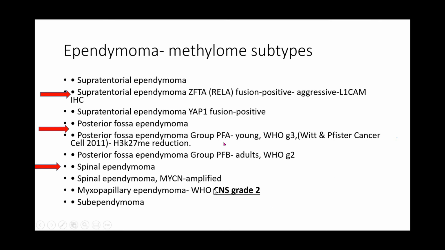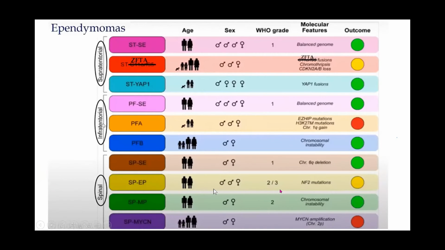In methylation profile, if it falls under the posterior fossa group A type, it automatically becomes WHO grade 3, whether it has high histologic parameters or not. Similarly, in the spinal ependymomas, the MYCN amplification automatically makes the tumor a higher grade because of poor prognosis. A major change in ependymoma has been the upgrading of myxopapillary ependymomas, which was earlier called grade 1, to a grade 2 tumor because it is highly recurrent.